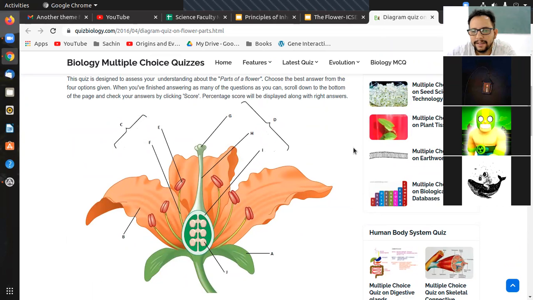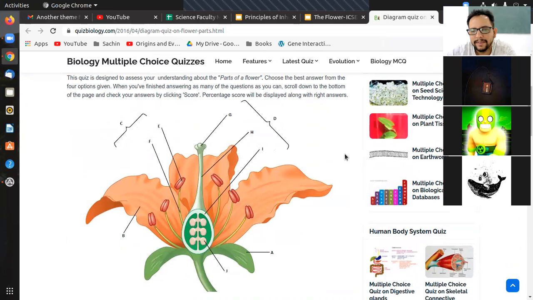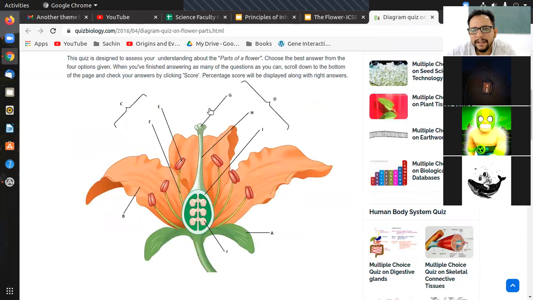So we basically answer it. Yeah, so D is stigma and C is anther. Anther and stigma? D is the whole ovary... sorry, my bad.